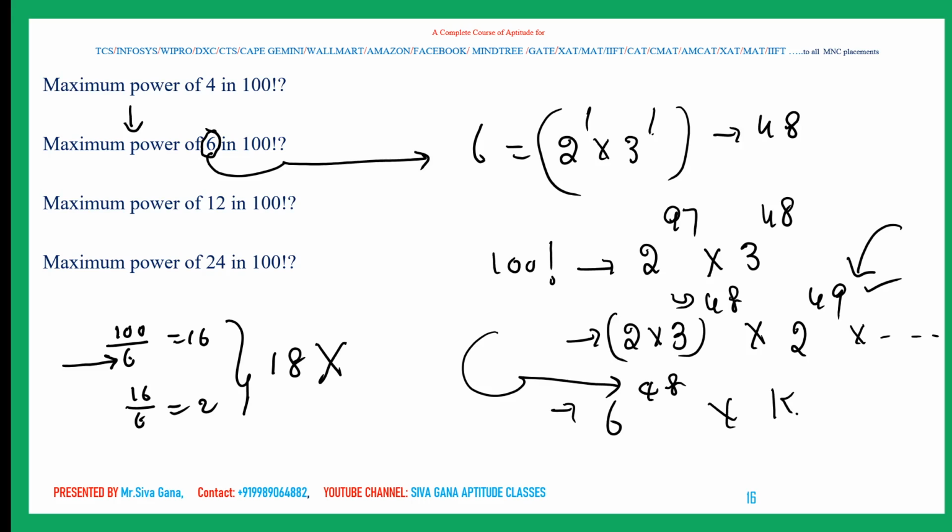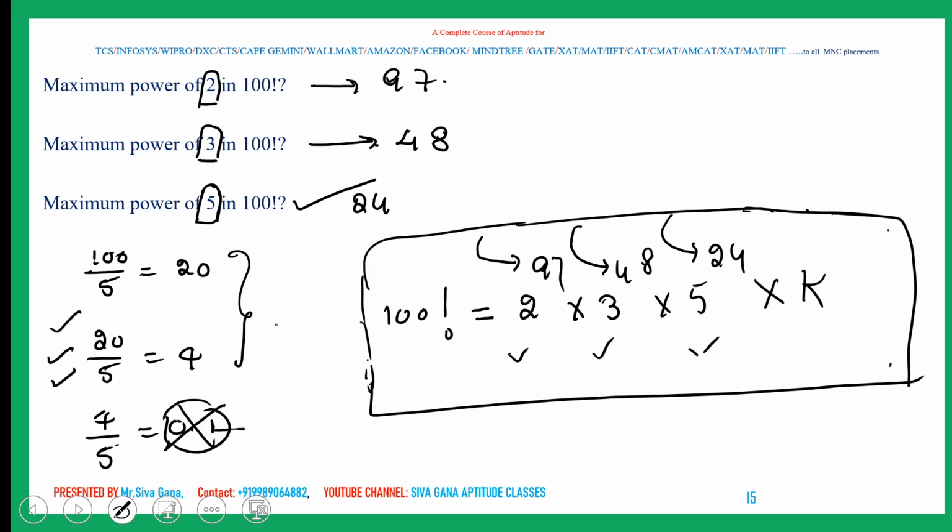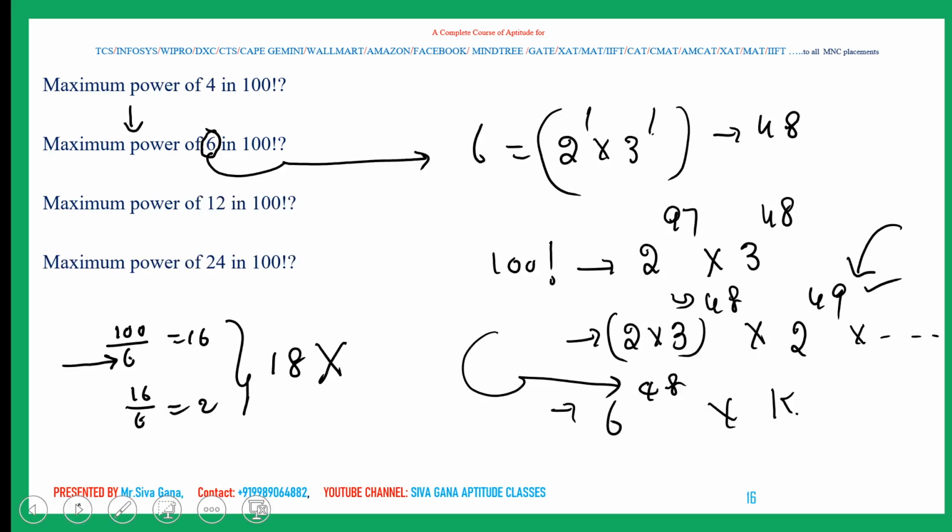process should differ. If it is a prime number, this is the process. If the given number is a composite number, this is the process.